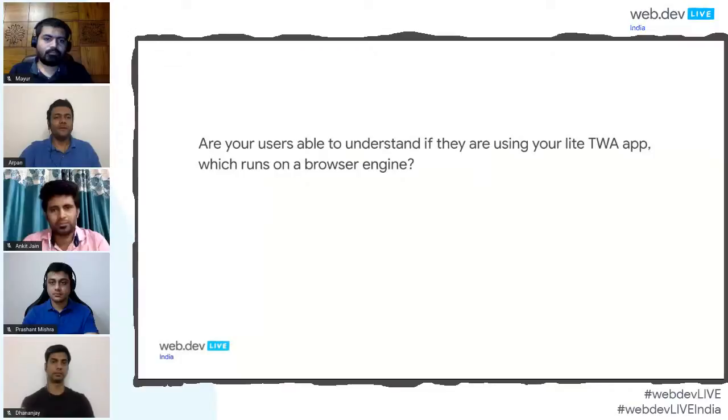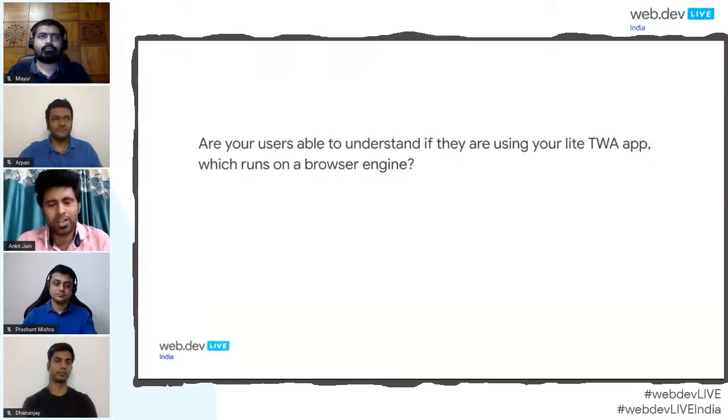Okay. Again, an open question. Are your users able to understand if they are using your light TWA app, which runs on a browser engine? Like, are they able to differentiate? I would take that. So we haven't got any comments on the performance of our TWA app. We haven't got any negative feedback about the app, but the positive ones only.